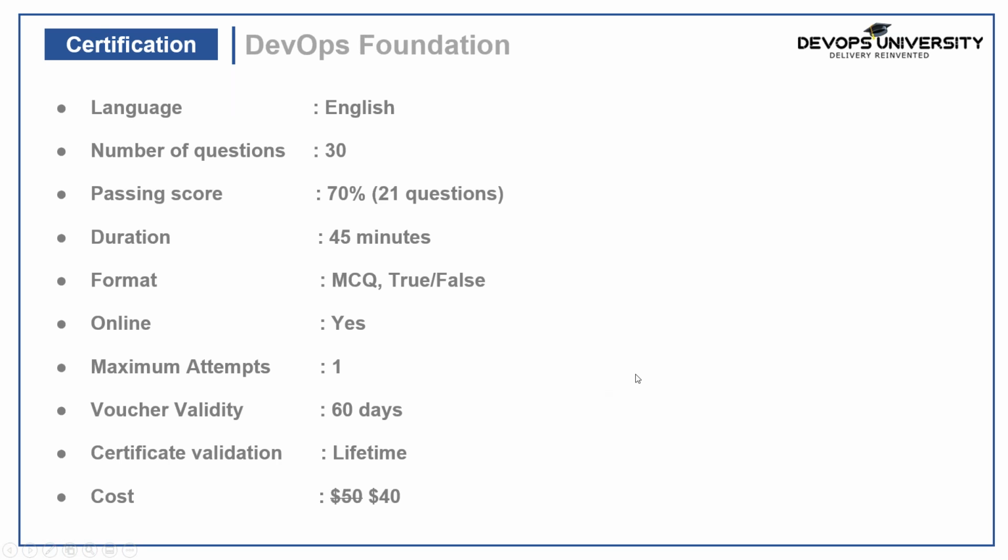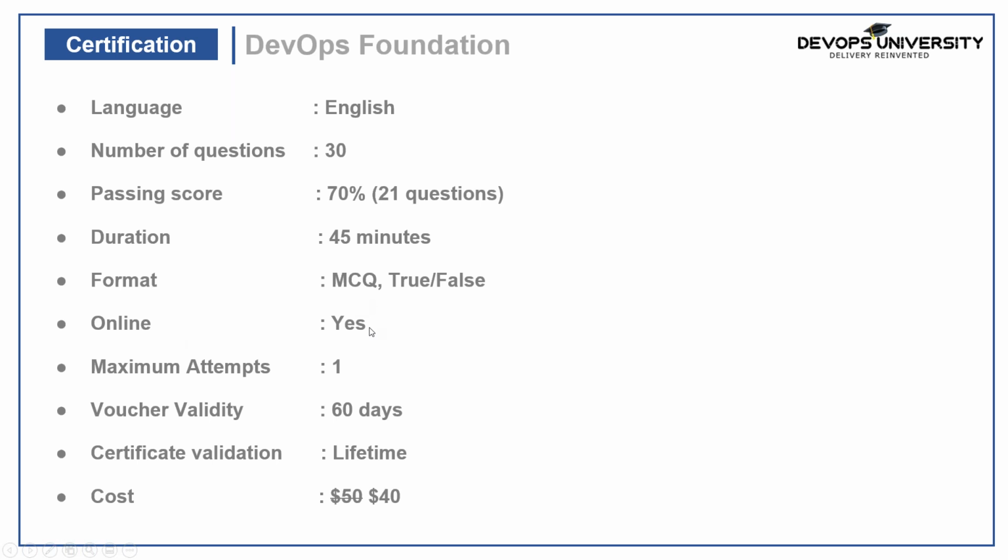Now comes the second part of this workshop, the certification exam. Once you have completed your 5 days of learning, on the last day of the session, you will all get an email with your credentials to access the exam portal, where you can attempt the exam. The exam format: the language will be English, the number of questions is 30, and the passing score is 70%. So you have to answer 21 questions correctly.